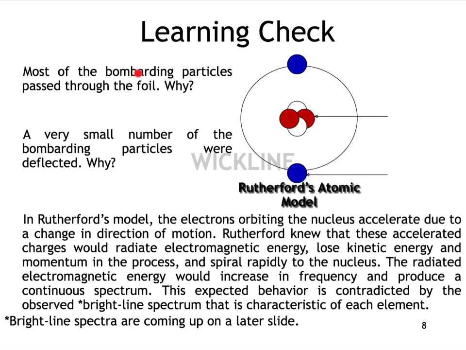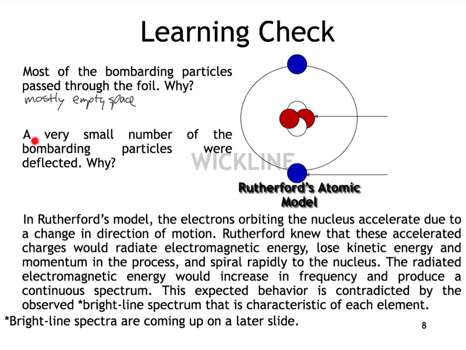So most of the bombarding particles pass through the foil, and the reason for that is that the foil was actually mostly empty space. And Rutherford's new model of the atom reflects that. We have this small nucleus in the middle with a lot of empty space around it.